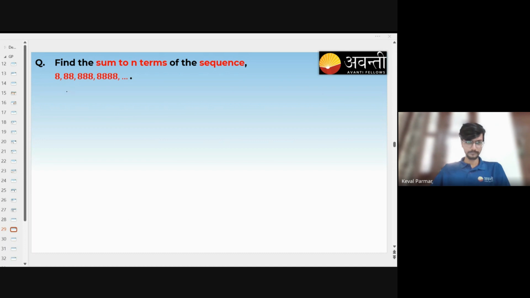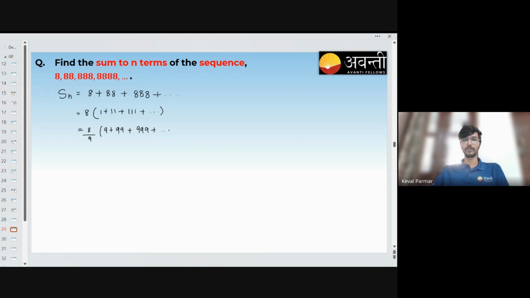So basically, what we do is let Sn be equals to 8 plus 88 plus 888. I am writing only 3 terms plus dot dot dot. So first हम लोग क्या करते हैं? We take 8 common, right? So I'll get 1 plus 11 plus 111 plus dot dot dot. Then we multiply and divide by 9. So the multiplication by 9, I'll get 9 plus 99 plus 999 plus dot dot dot.